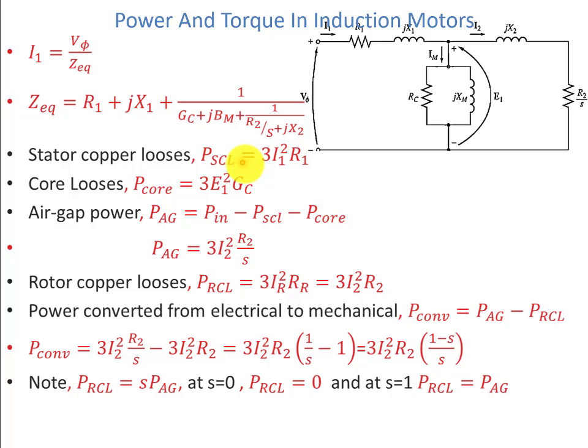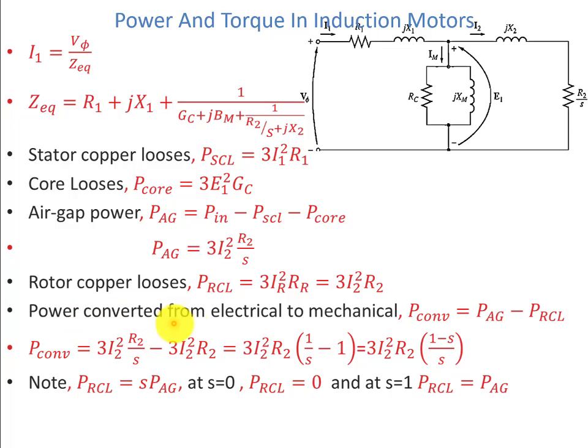Then the stator copper losses are defined, because they are on the stator side. So here is the stator side, and we have 3 I1 squared R1. The 3 is always to be remembered because it's a three phase. The core losses are 3 E1 squared G_C. Similarly, the air gap power will be input power minus stator copper losses minus core losses, and we can write it as 3 I2 squared R2 by S. Similarly, rotor copper losses can be found by 3 I_R squared R_R, which is equal to 3 I2 squared R2.